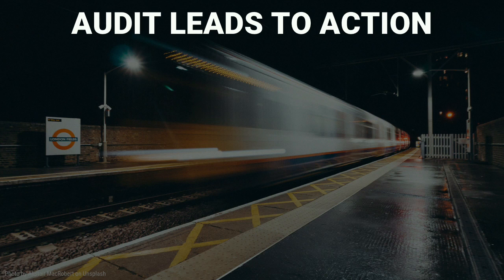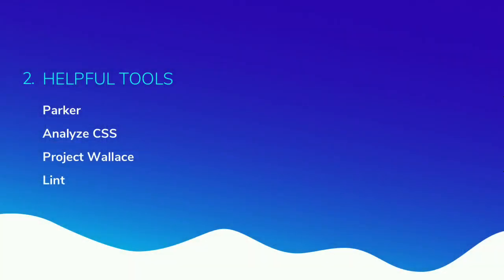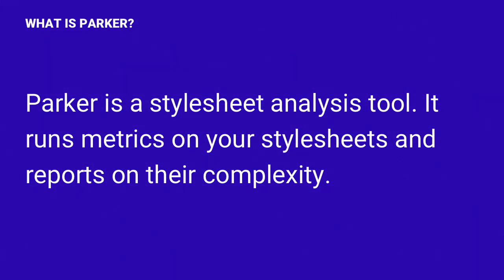So you have a good feel for what's going on, but the next part of this is I'm going to show you some helpful tools that are really CSS focused to help you write more efficient themes. And we're going to go over 4 tools. First one is called Parker. The next one's Analyze CSS. The third is a fairly new one, and I'm pretty excited about, called Project Wallace. And the last one is just, I want to cover Lint. So let's start with Parker.